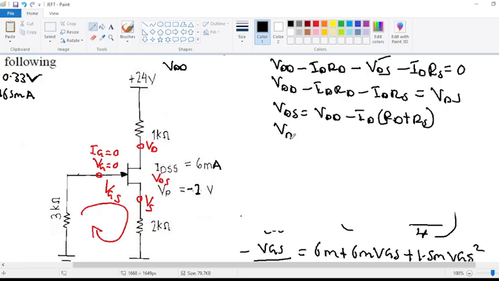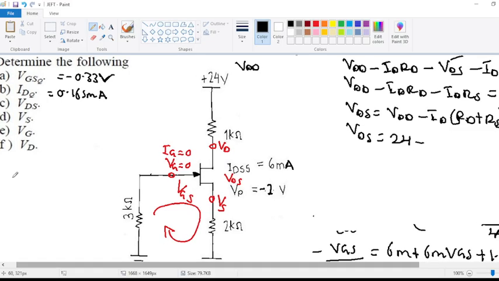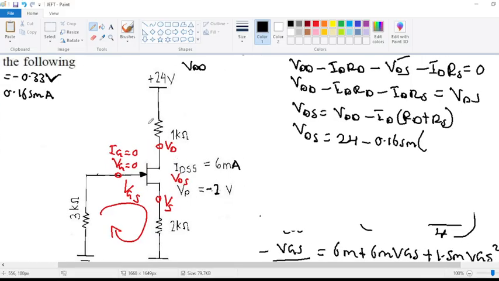Therefore, VDS is equal to our VDD. We've been given that it is 24. This is our VDD here, 24, minus our ID. We've calculated our ID to be 0.165 milliamps. That's our ID, 0.165 milliamps. So we're going to have 0.165 milli, open bracket. What is our RD? This is our RD here, the drain resistor, which is 1k or 1000, plus our RS, we've been given that it is 2k.